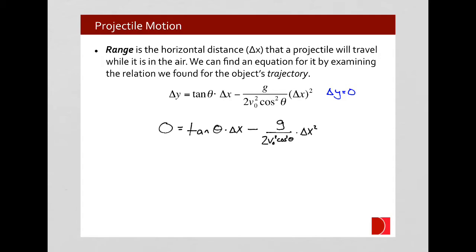we have this equation. Now the thing is, this is a constant and these are constants. The only thing changing is our delta x. And we want to find out what values of delta x will cause the height to be 0, which means our projectile is landing, the flight is over, and we found our range. So we have a common term of delta x. We're going to go ahead and factor that out.